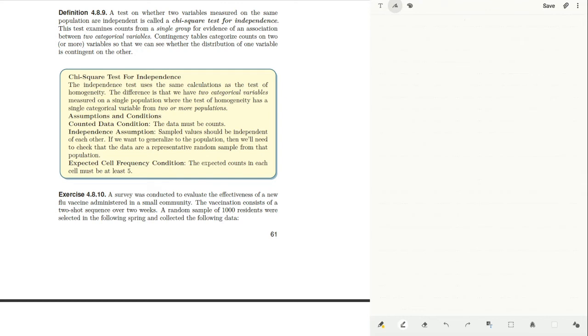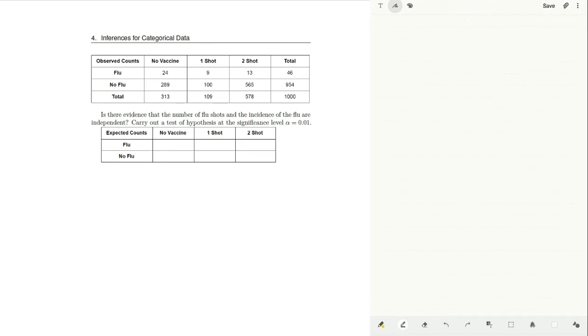Suppose a survey was conducted to evaluate the effectiveness of a new flu vaccine. The vaccination consists of a 2-shot sequence over 2 weeks, and a random sample of 1,000 residents were selected in the following spring, and we have the following data. So is there evidence that the number of flu shots and the incidence of the flu are independent? So let's perform a test of hypothesis at the 1% significance level.